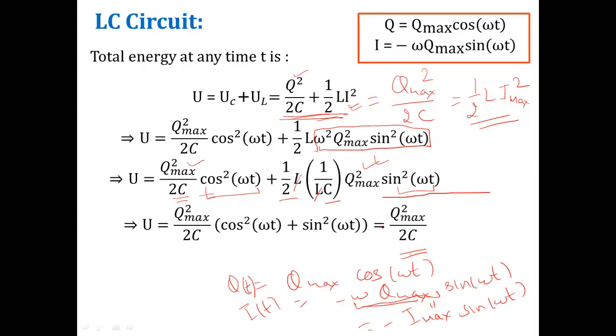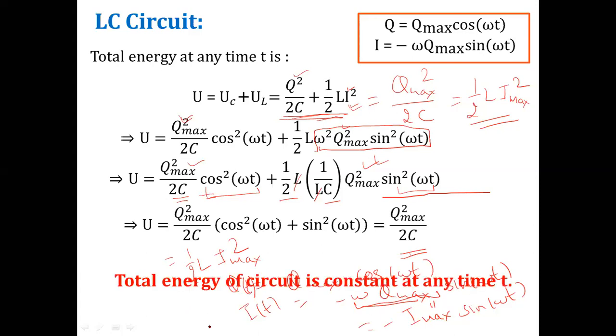Again, rather than putting the value of current in terms of the charge, do it the other way around. Put the value of Q max in terms of I max, and you can prove that this is equal to 1 by 2 L I max square also. Again, do that yourself. Please try to do it.